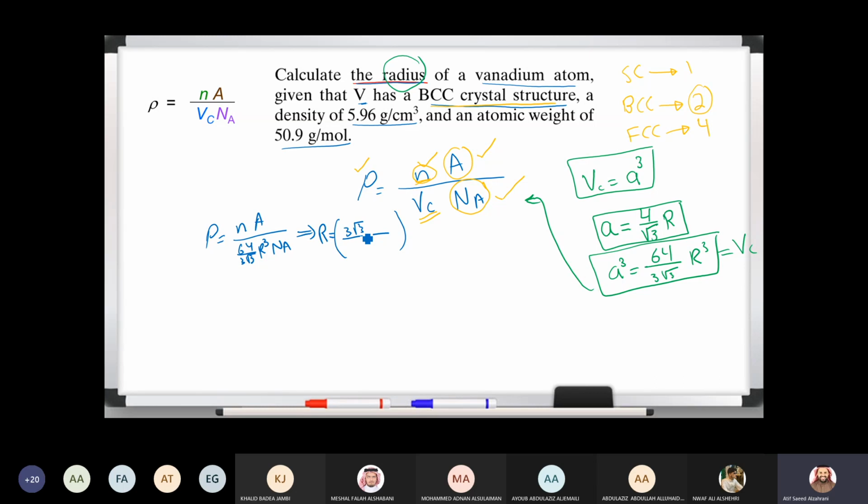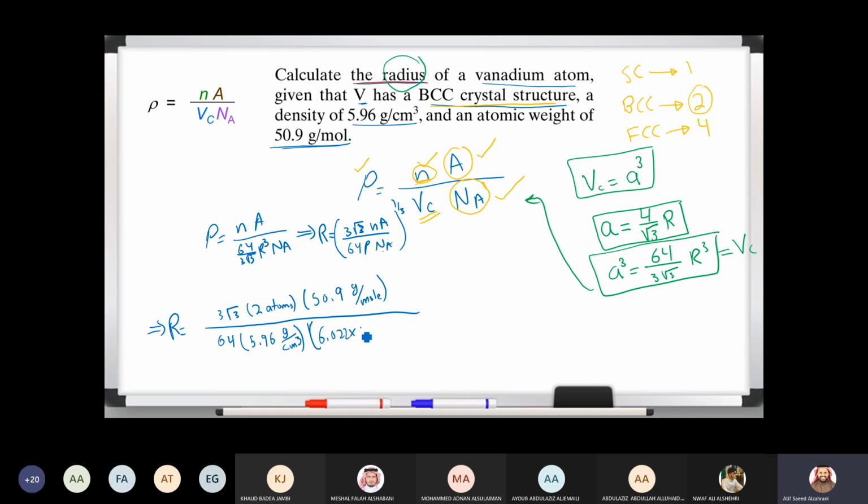3 square root of 3 NA over 64 rho NA to the power 1 over 3. So R is equal to 3 square root of 3 times N, which is 2 atoms, times A, the atomic mass, already given, 50.9 gram per mole, divided by 64 times the density, already given, 5.96 gram per centimeter cubed, times NA, already given, 6.022 times 10 to the power 23 atom per mole.